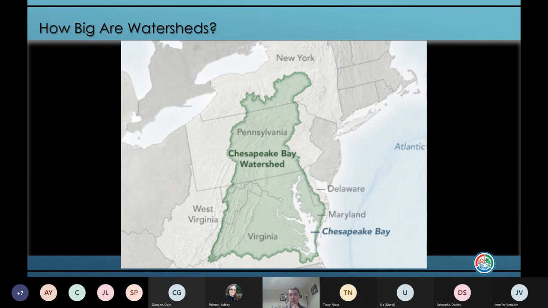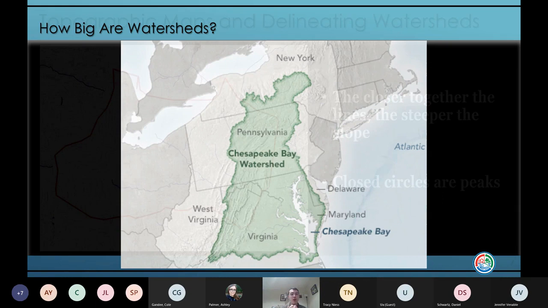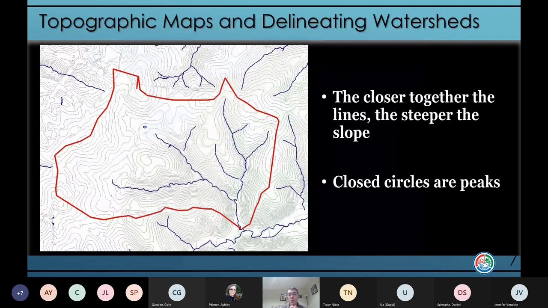So I mentioned a little bit earlier that topography is kind of what makes up a watershed. So what we would do is go to topographic maps. The lines that are close together indicate a steep slope. Lines far apart indicate a very non-steep slope, less of a degree of angle. And the tops of mountains or hills or things like that are circles. So that's where it is the top of something, and it goes down in all directions.